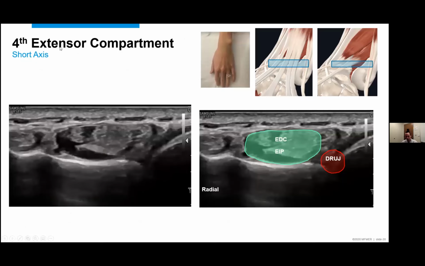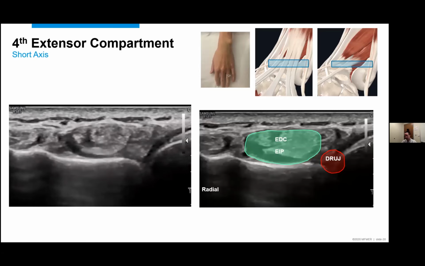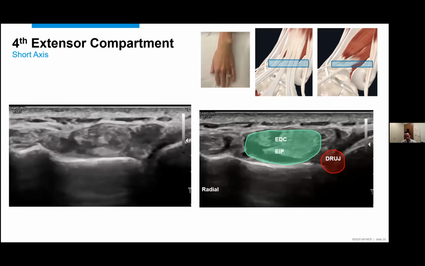The fourth extensor compartment has the EDC, or the extensor digitorum communis, as well as the EIP, or the extensor indicis proprius. And you can see here, I usually just have patients wiggle their fingers. You can try and isolate the EIP by having them just extend their index finger. Again, looking for any abnormalities within the tendons themselves. In this view, where you're getting the third compartment, the fourth, and the fifth over here, is the distal radioulnar joint, looking for signs of cortical irregularity, widening, or obvious abnormalities.